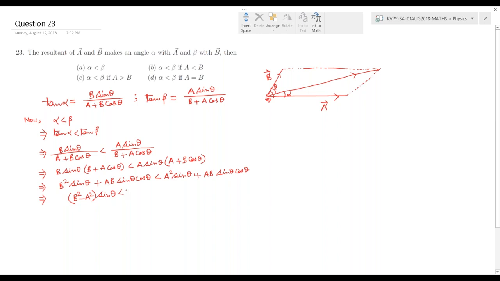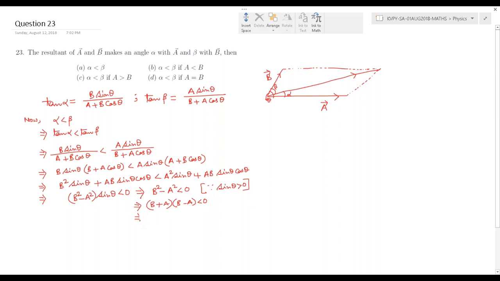From here, we can say B square minus A square is less than zero, since sine theta is greater than zero, because we are assuming theta is in the first quadrant, an acute angle. So now we can conclude that B square minus A square is less than zero. That implies we can write B plus A into B minus A is less than zero.